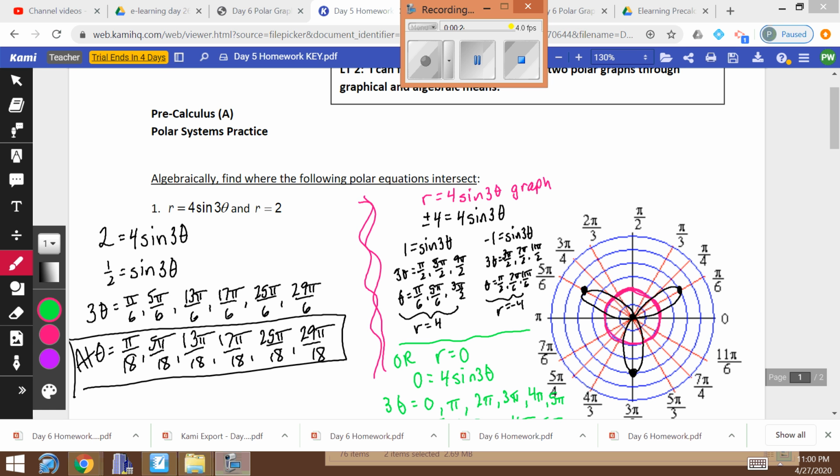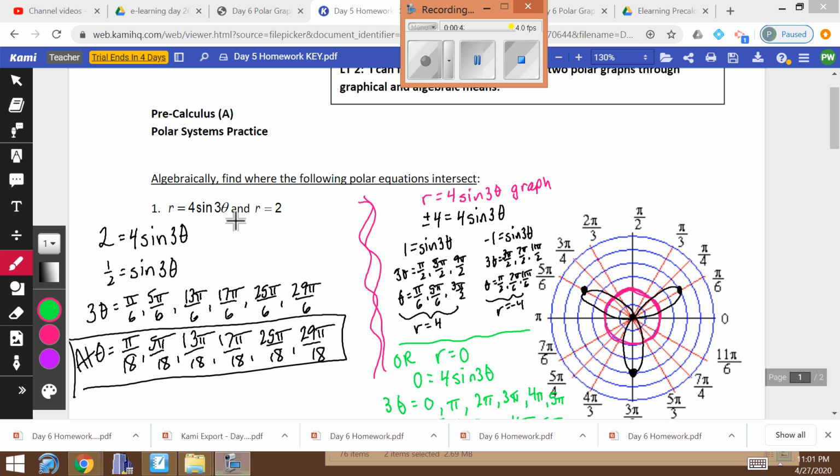So taking a look at the first one, looking at the graph, I'm going to start with the second one, r equals 2, just because that's easier. R equals 2 we know is just a circle with a radius of 2 centered around the pole. Again, think about distance. Every distance from the pole is 2. That's what forms the circle with the pole at the center.